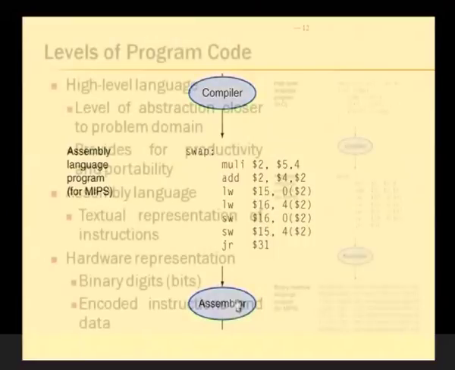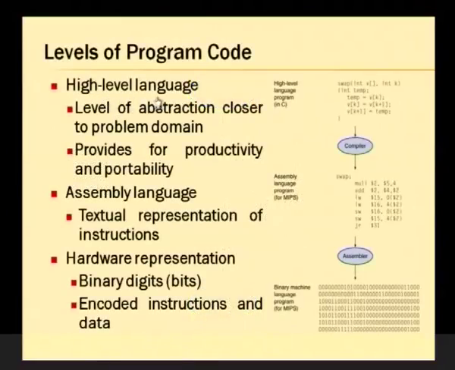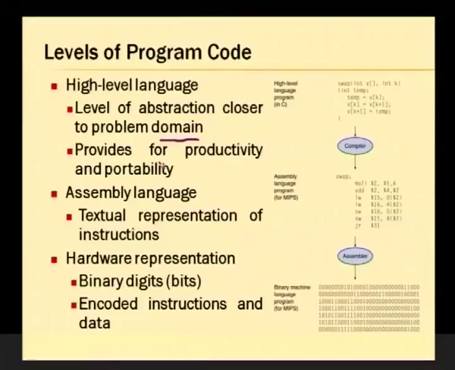We have what is called, as I said, the high level language, your C or Java like program that we are using. These high level languages give you a level of abstraction which is closer to the problem domain. That is, as a user, I think in some natural language, and I would like to describe my problem in a language which is closer to this natural language. So your C or Java like languages are closer to our natural language. The idea of providing these languages is that it provides for productivity and portability.